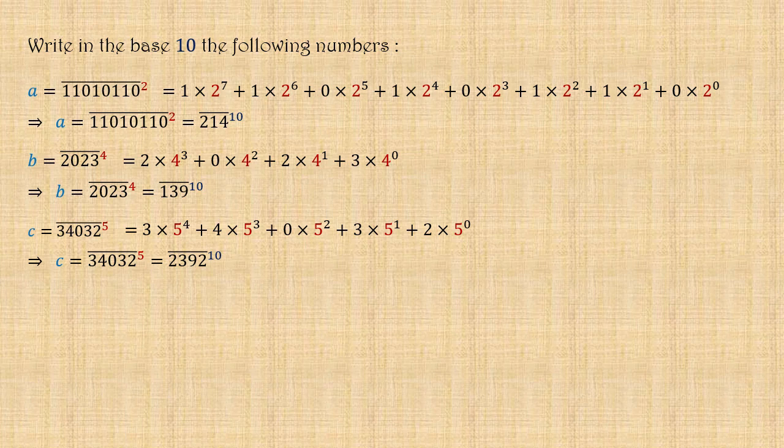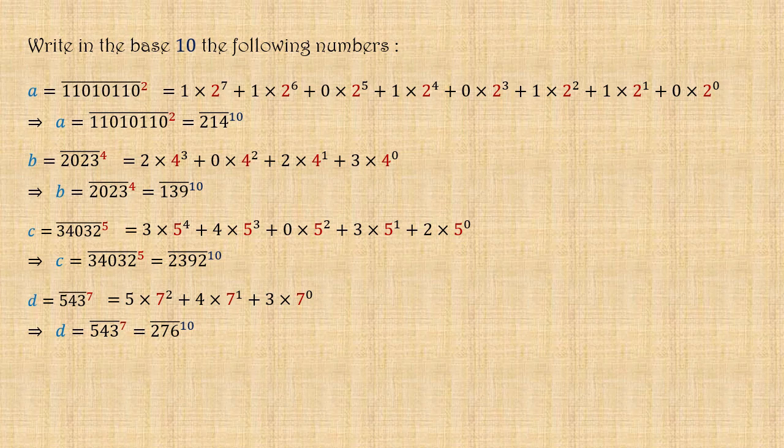And now, the number D, as it is written in the base 7 with 3 digits, we will do its expansion by matching each digit to the power of 7, starting from the second power. So D would be equal to 5 multiplied by 7 to the power of 2, plus 4 multiplied by 7 to the power of 1, plus 3 multiplied by 7 to the power of 0. And this means that the decimal scripture of the number D is 276.